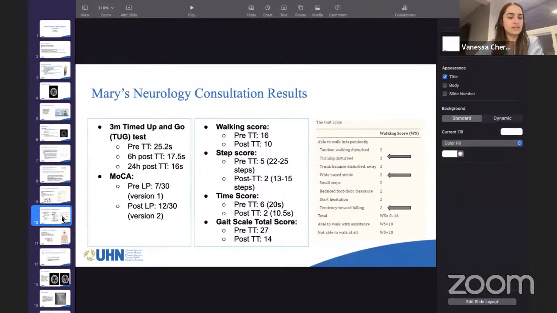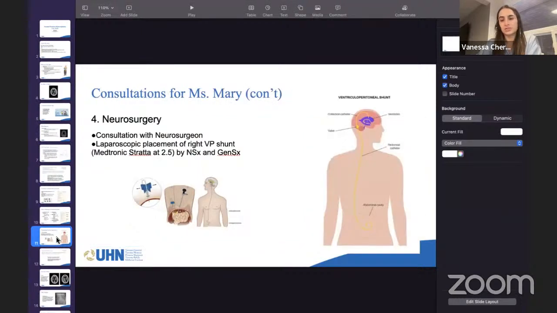So given all of these findings, it is likely that Miss Mary has a diagnosis of normal pressure hydrocephalus given her imaging findings, physical examination, and subjective assessment from her family and friends. And so she was referred to a neurosurgeon to discuss next steps. In her instance, the neurosurgeon decided that her next step would be insertion of a ventriculoperitoneal shunt.